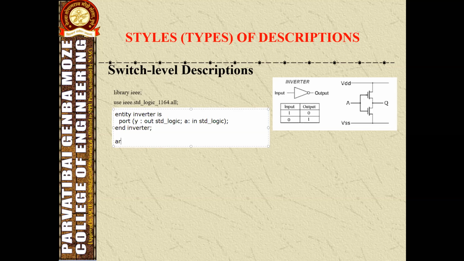Now we have to mention which type of architecture it is. Architecture inverter switch type of inverter is. This is the name of the entity here. Inverter I have mentioned. This is the architecture name I have taken as inverter switch. So what components are we going to use in the switch type? We are going to use transistor type components. That is, first we have considered the NMOS component. Component NMOS. Here NMOS is one of the keywords.